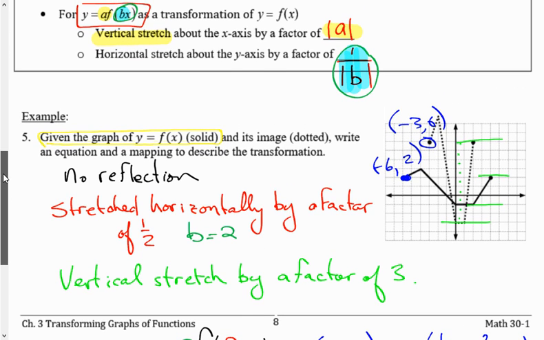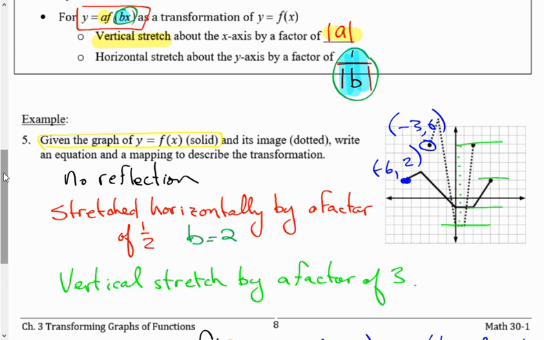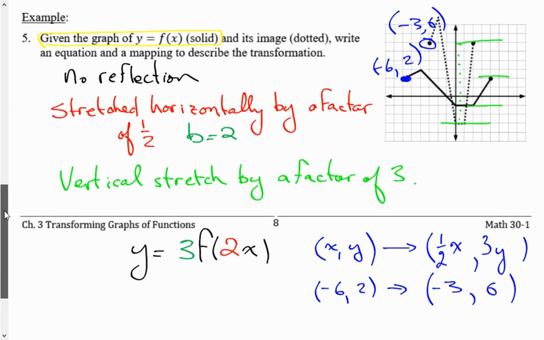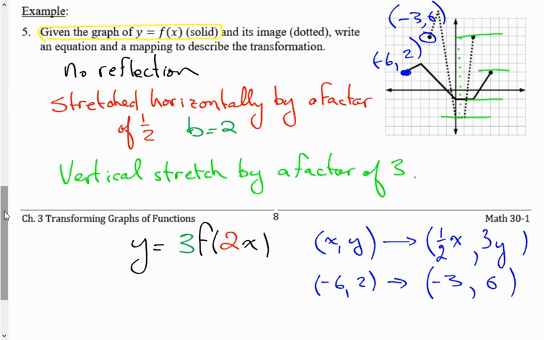It's 3, yes, because the a value is the vertical stretch. And the b value is the reciprocal of the horizontal stretch. Are you happy with this? Okay. Thank you for keeping me honest here.